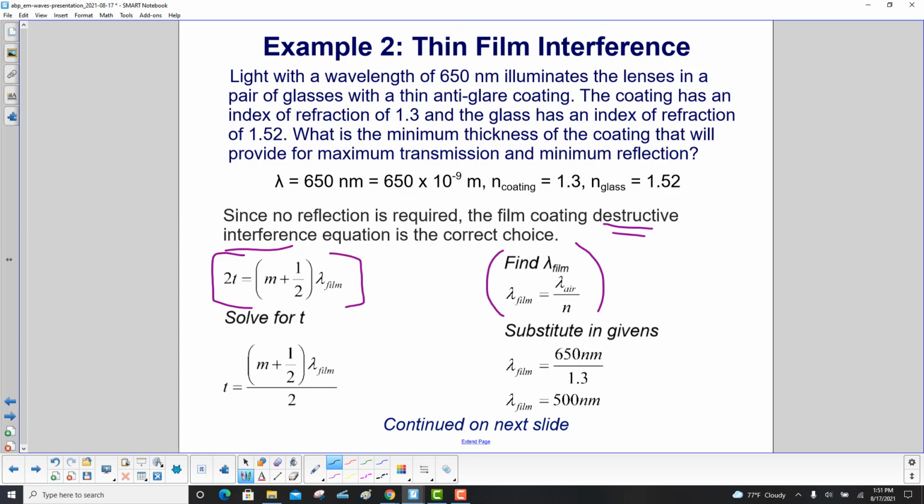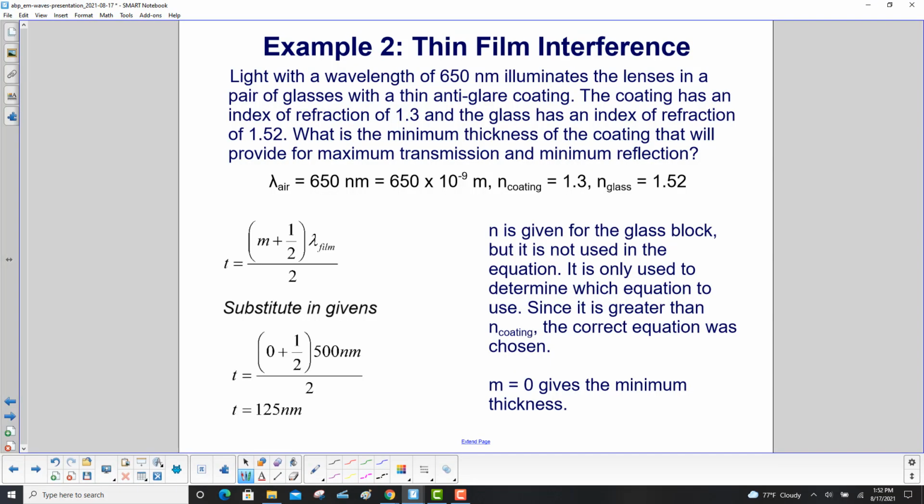It's lambda air over n. Here's our lambda in the air. Here's the index of refraction. So lambda film is 500 nanometers. And over here, we solved for t. We just divided everybody by 2. We bring the correct equation over from the other side where we've solved for t, and n is given for the glass block, but it's not used in the equation. It is only used to determine which equation to use. Since it is greater than the coating index of refraction, the correct equation was used. This is the glare equation, not the bubble one.